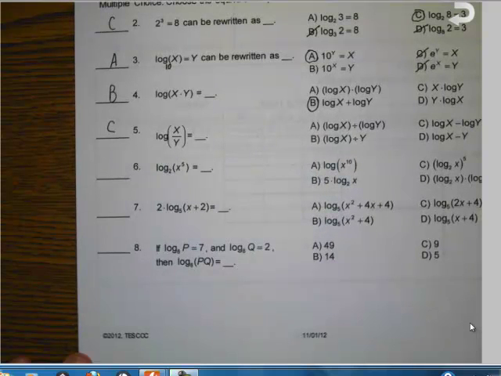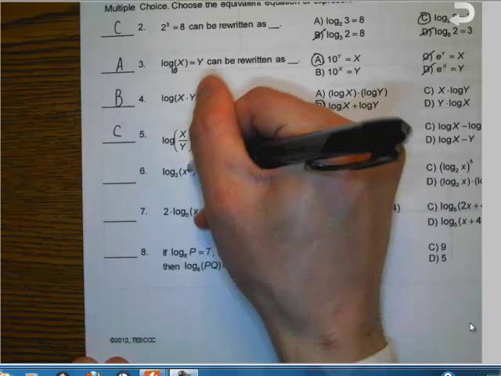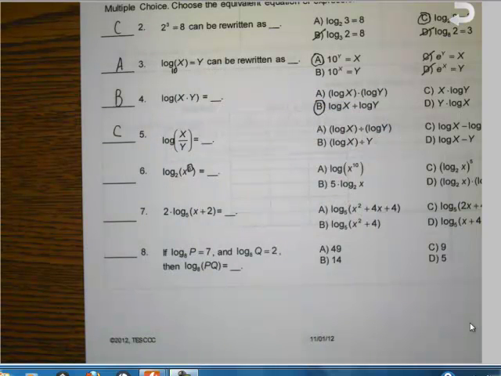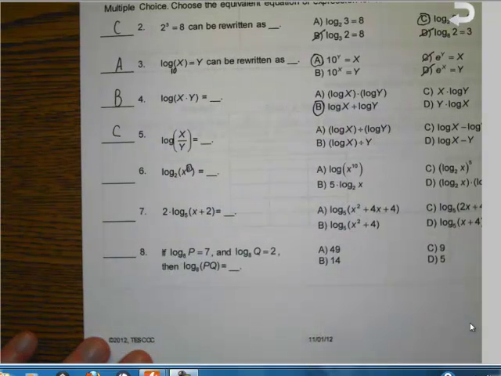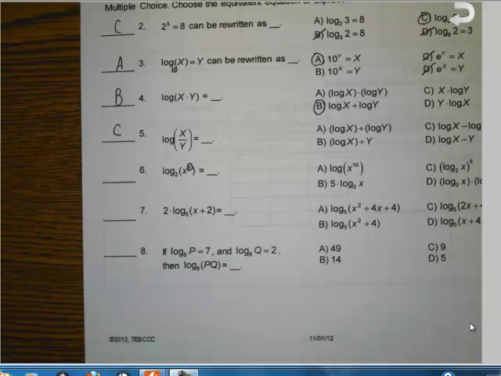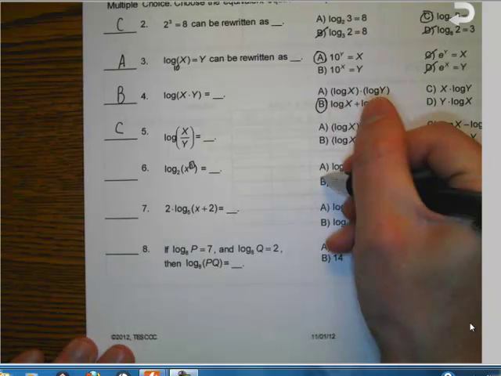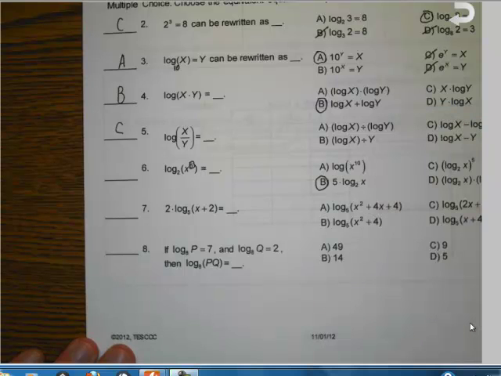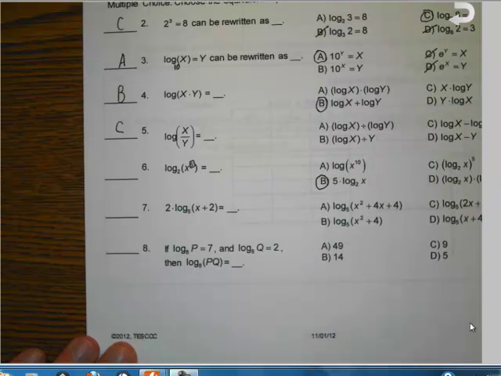Now, do we see the exponent? The exponent becomes the multiplier. What is the only one where the exponent becomes a multiplier? B. The exponent becomes the multiplier, and in number 7, the multiplier becomes the exponent.